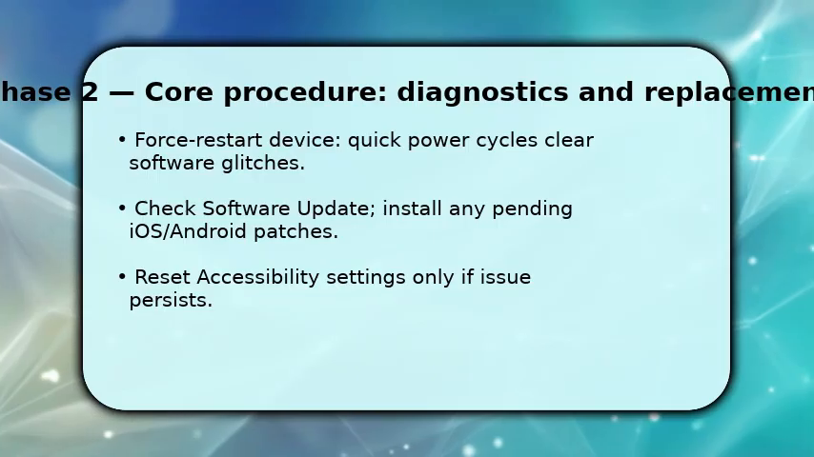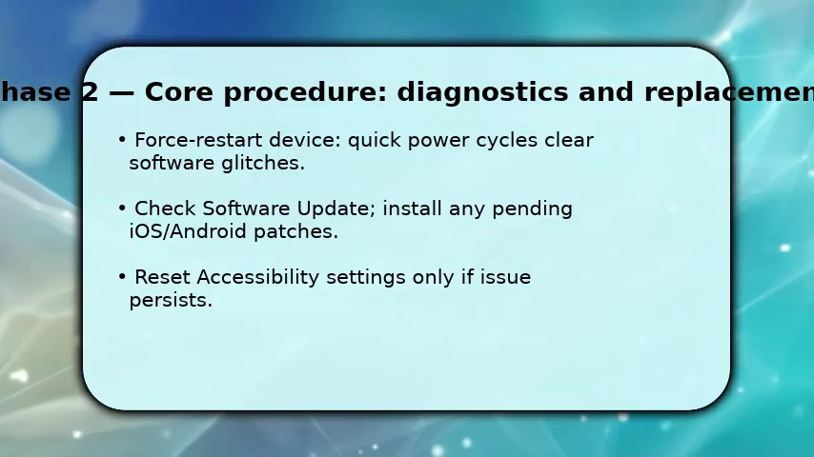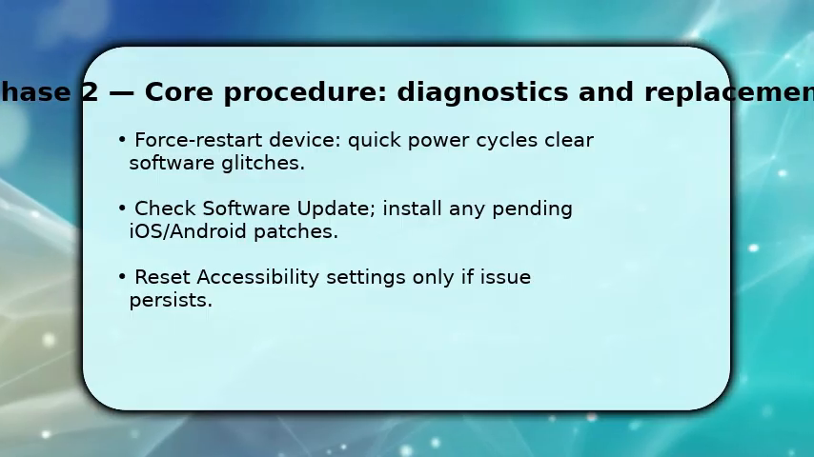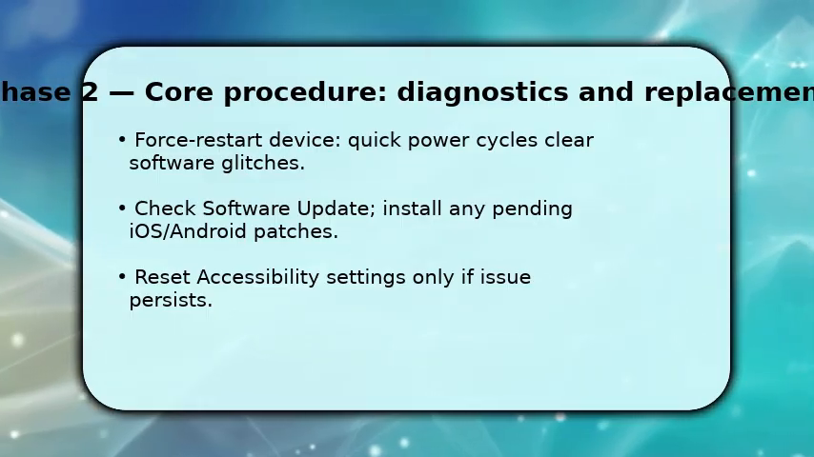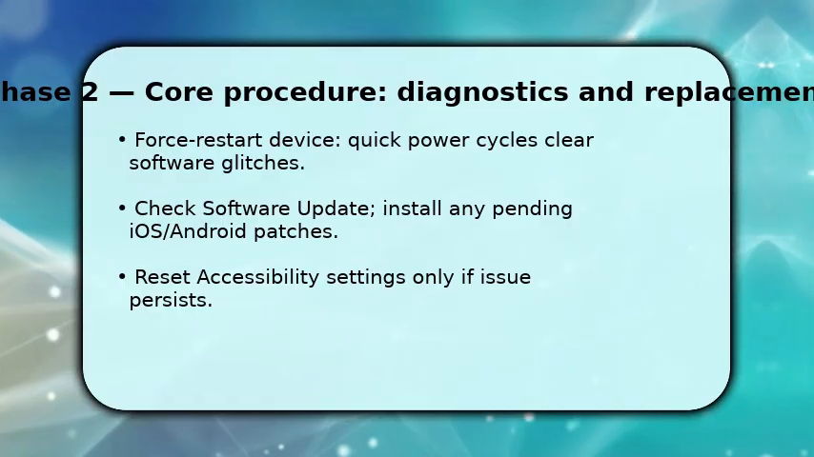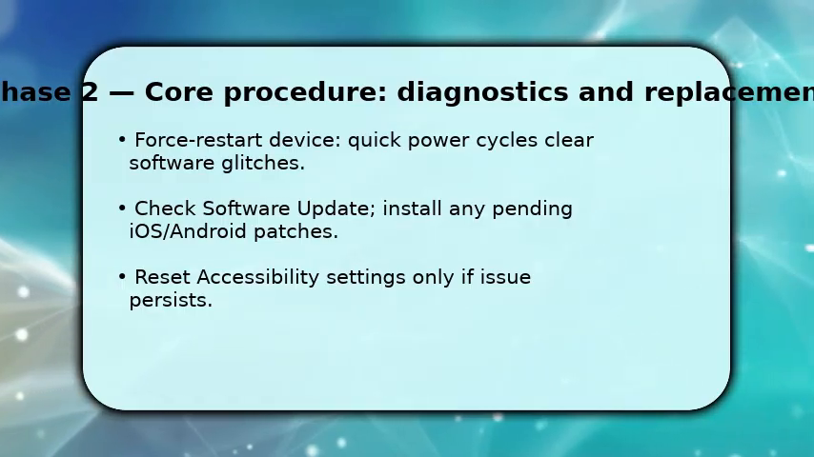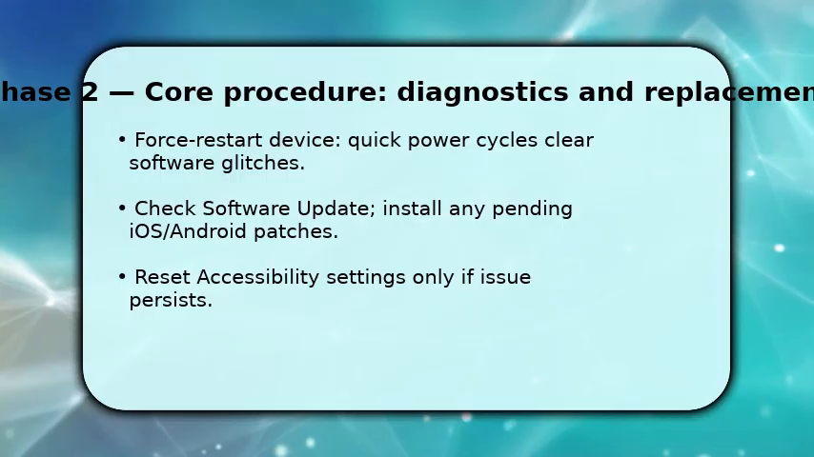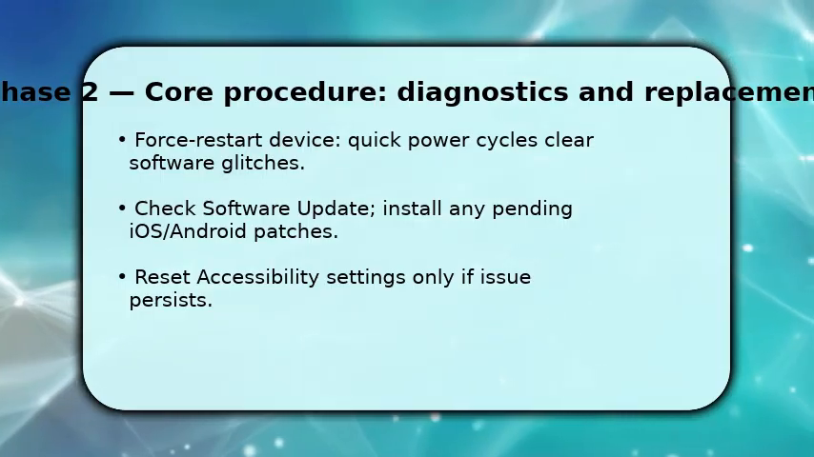Next, restart the device to clear caches and hung processes. A soft restart first, or a force restart if the screen is unresponsive. Once rebooted, go to Software Update and install any pending OS patches. AssistiveTouch often breaks after incomplete updates.